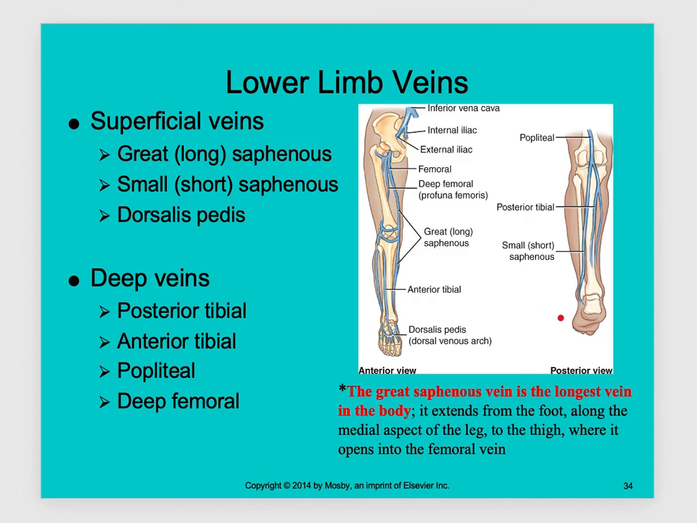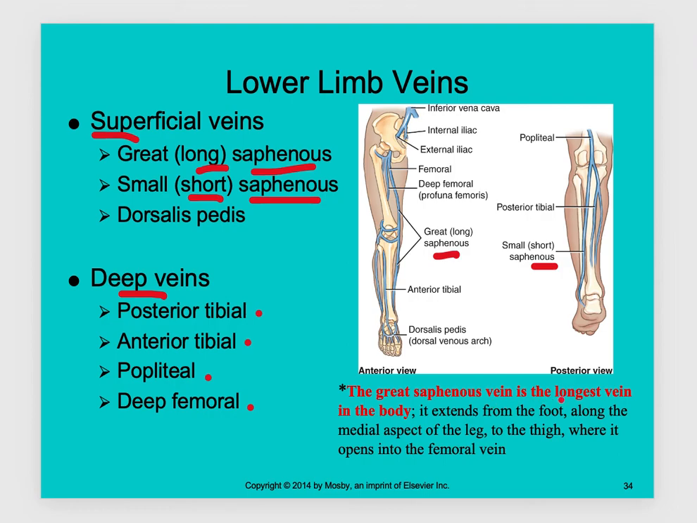And then your lower limb veins draw the blood back up to your inferior vena cava. The superficial veins are the great, or long, saphenous vein and the small, or short, saphenous vein. So you have your great, and then you have your small. Your small is posterior, your great is anteromedial. Deep veins are your posterior tibial, your anterior tibial, your popliteal, and then your deep femoral. Those are all deep veins, and then these are superficial.